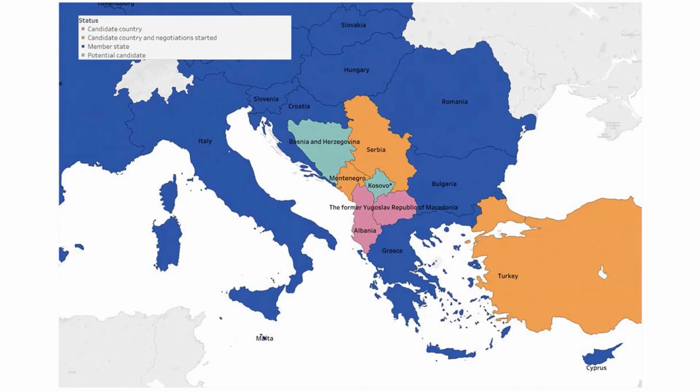This map shows the current member states in dark blue, the potential candidates in light blue, and the candidate countries in pink and orange. The distinction within the last category is made on the basis of whether the accession process of the candidate state has already started. For example, Serbia's accession negotiations already started in 2014, while North Macedonia and Albania only started negotiation talks in 2020.